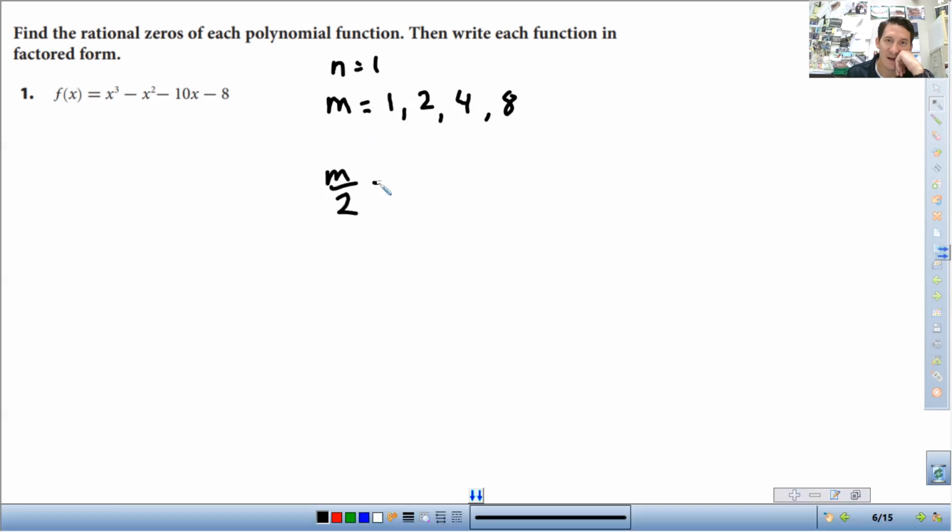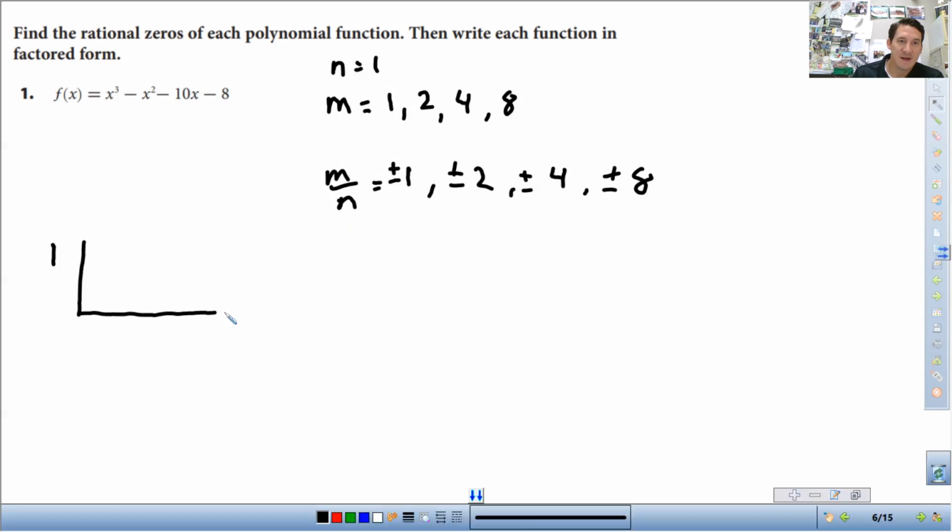So m over n could be 1 over 1, which is 1, 2 over 1, plus or minus 4, plus or minus 8. Again, it's 1 over 1, 2 over 1, 4 over 1, 8 over 1. If there was something bigger here, like a 2, you'd have to do 1 over 2, 2 over 2, 4 over 2, and the list can get pretty long. But we're just going to keep it simple here. Now I need to test, so I'm going to start with positive 1 and see if that divides it out.